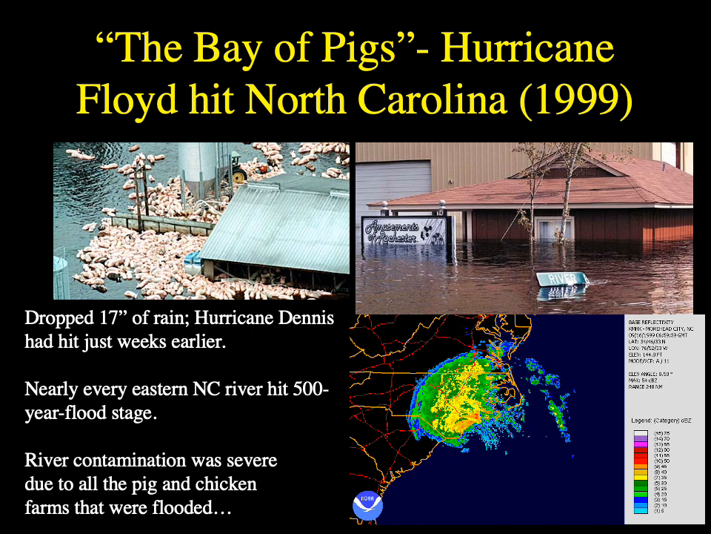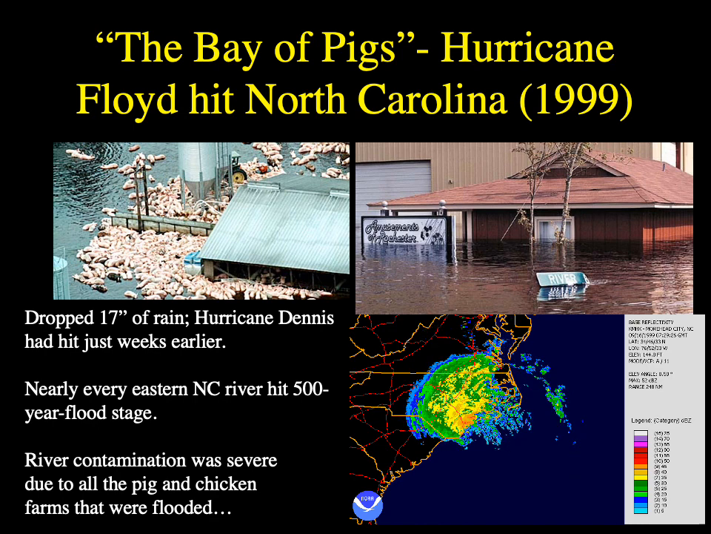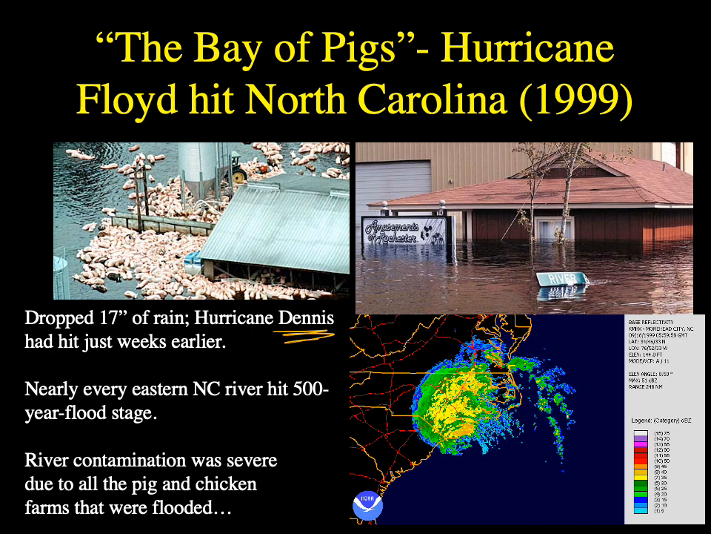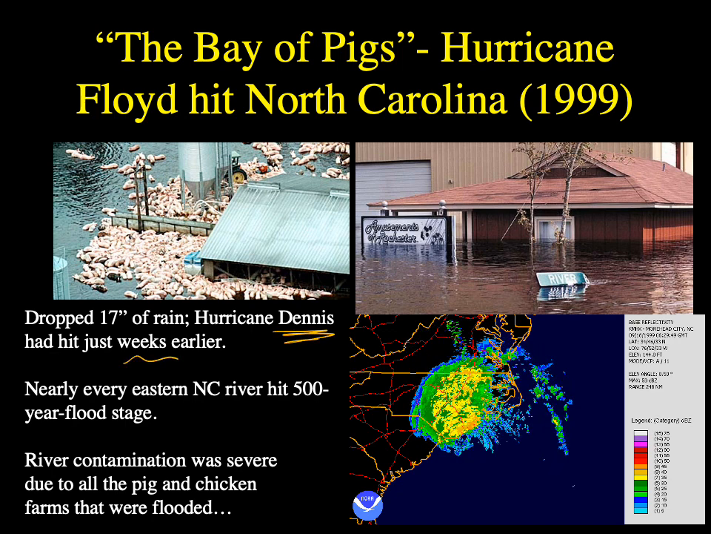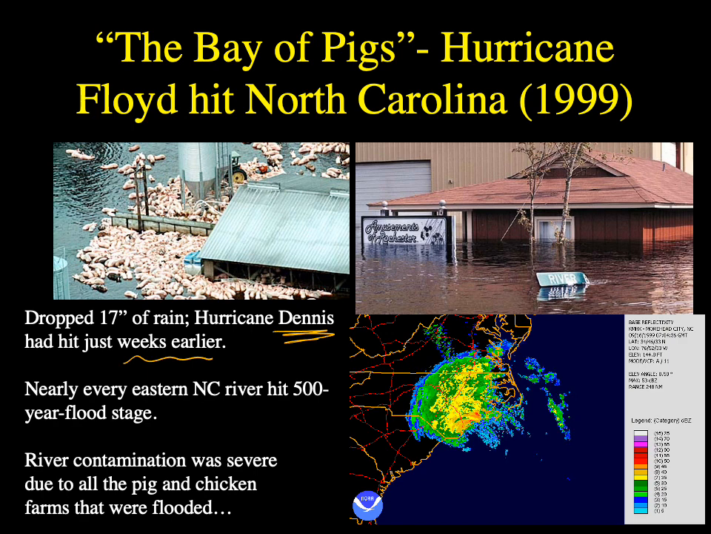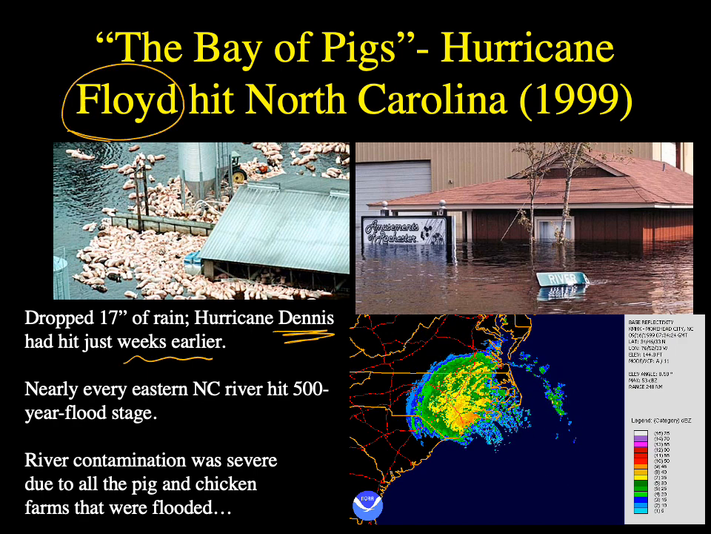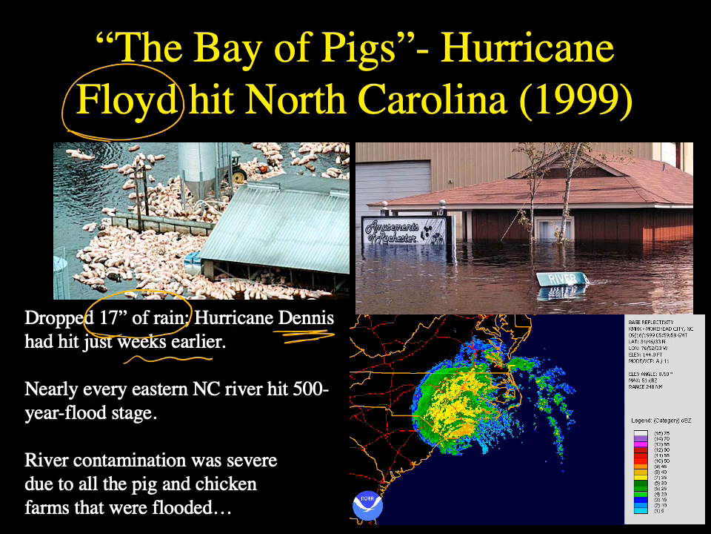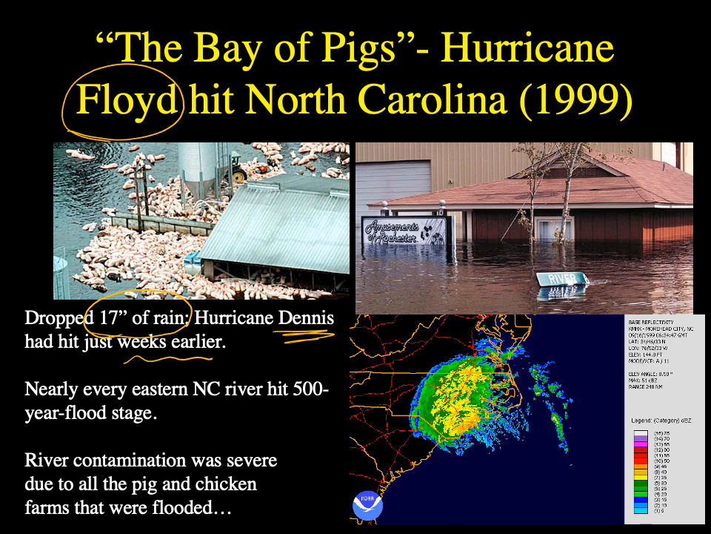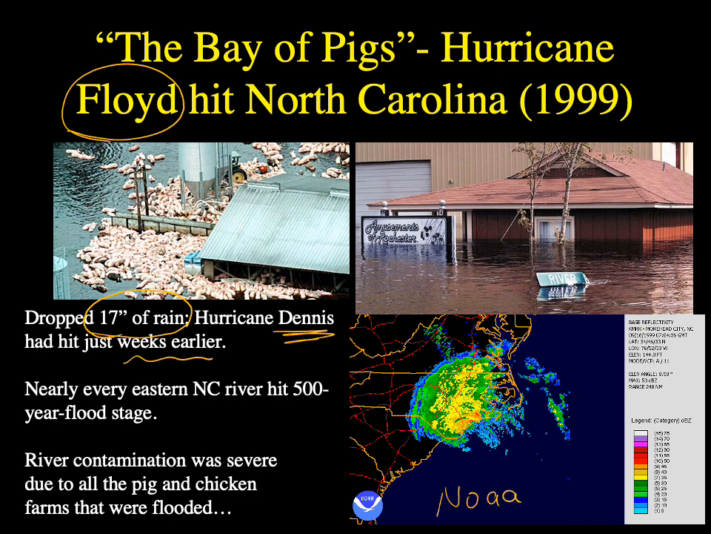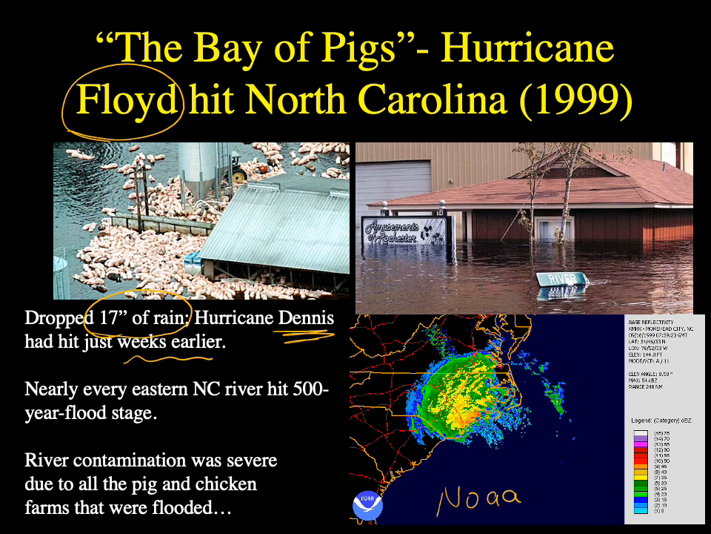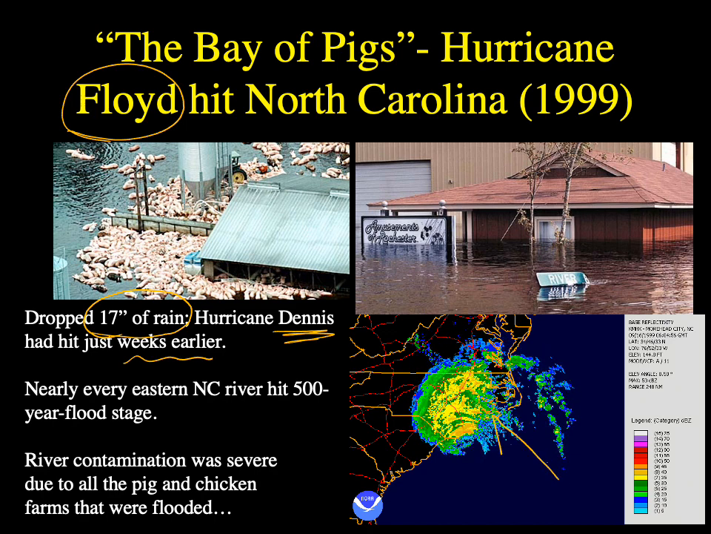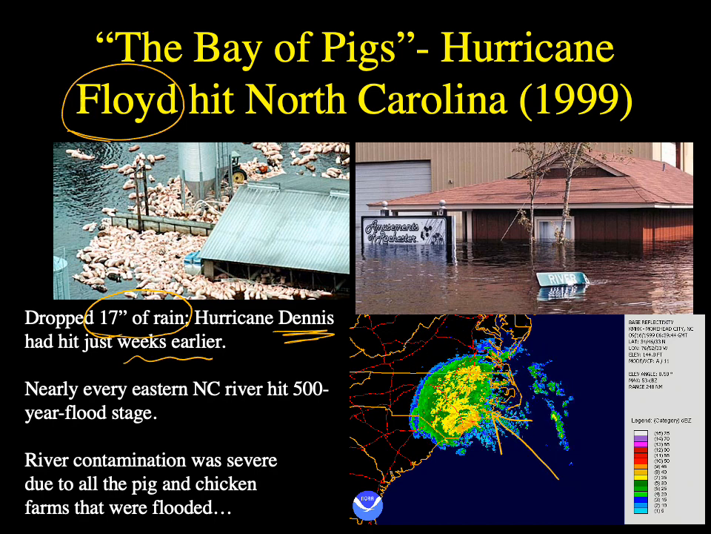In 1999, we actually had back-to-back hurricanes. Hurricane Dennis hit first, and just a couple of weeks later Hurricane Floyd came in and dropped 17 inches of rain on the coastal plain of North Carolina. You can see my little GIF down here. This is from NOAA, the National Oceanic and Atmospheric Administration, showing you Hurricane Floyd moving its way onshore.